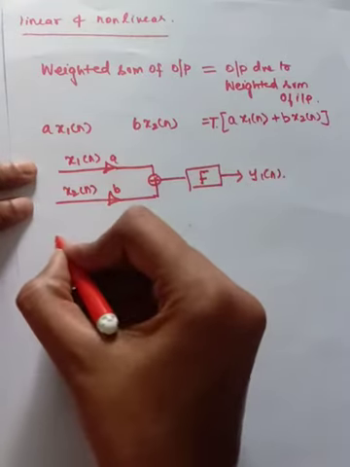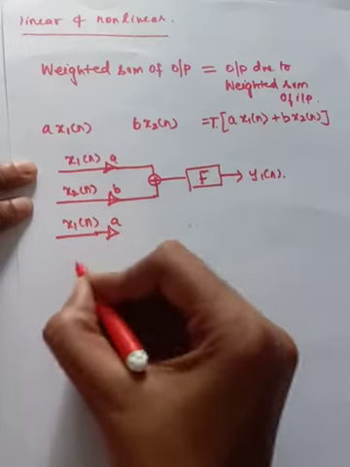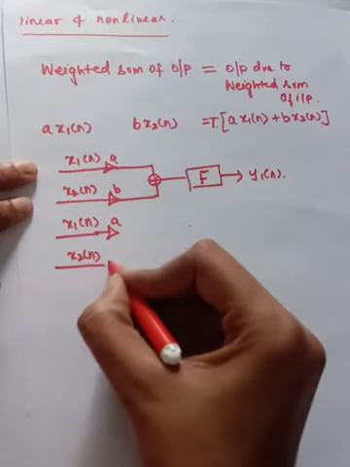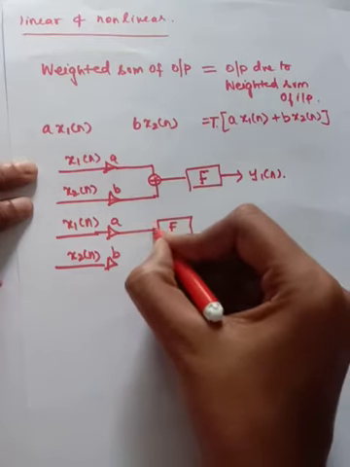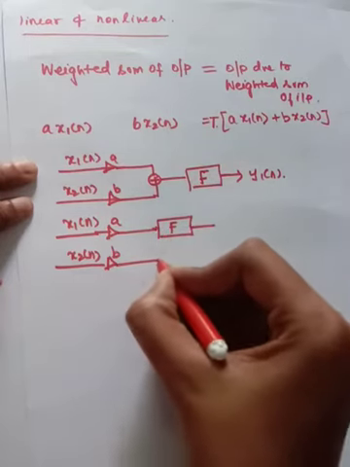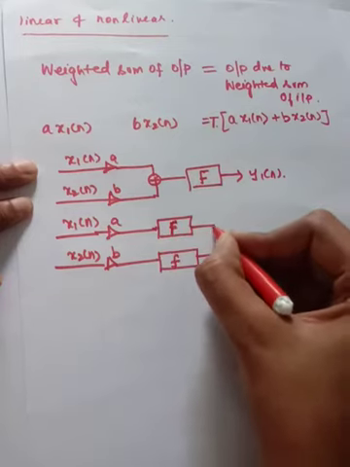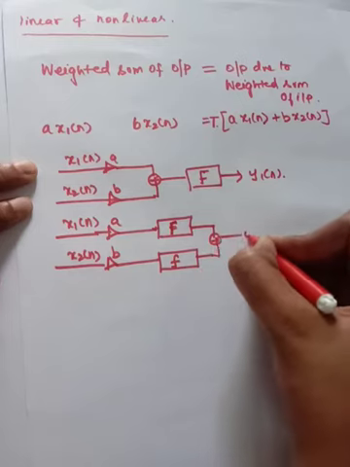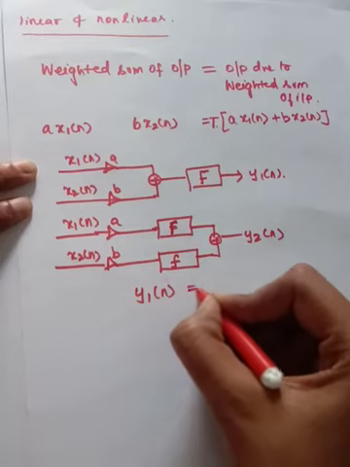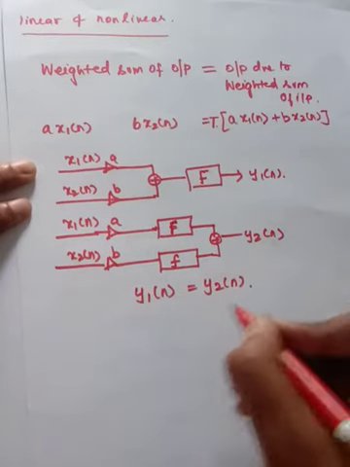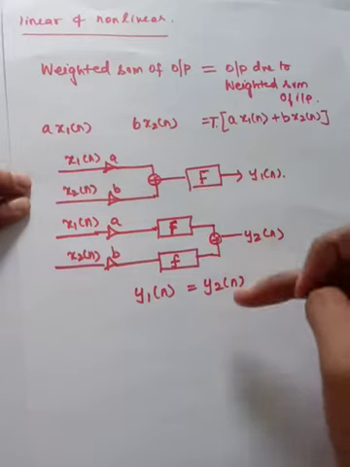There is another case. Here we have x1 of n scaled by a factor a, and x2 of n scaled by a factor b. Here I am passing each signal separately into the system, which performs the same functionality, and the final output obtained is y2 of n. In order to have a linear system, y1 of n must be equal to y2 of n. This is what we are going to prove now. Hope you have understood the difference.